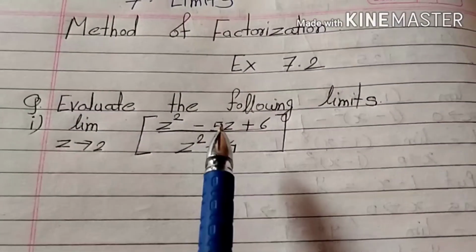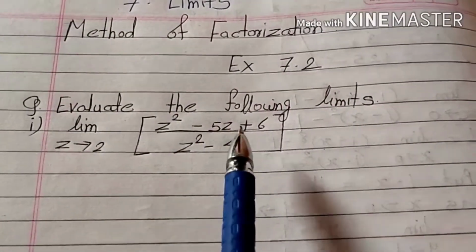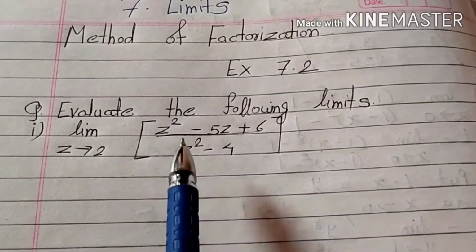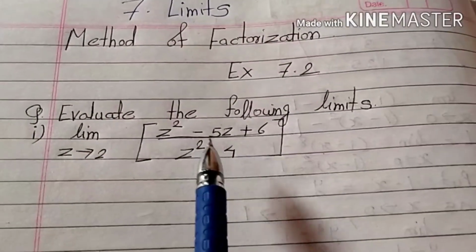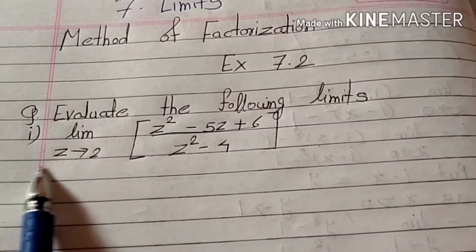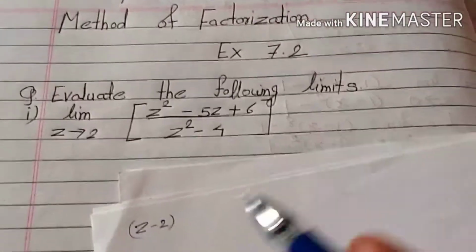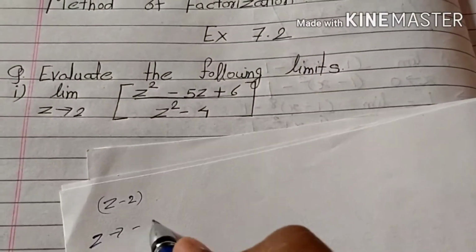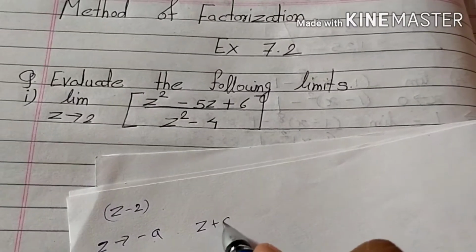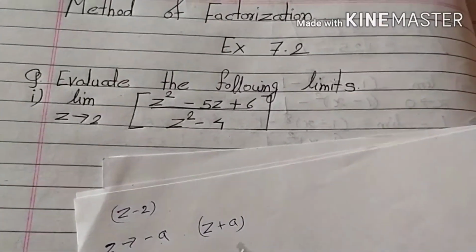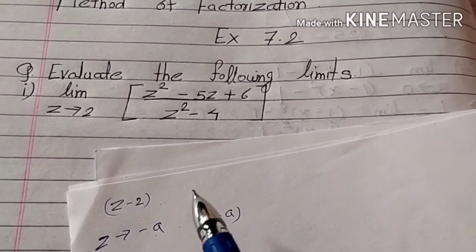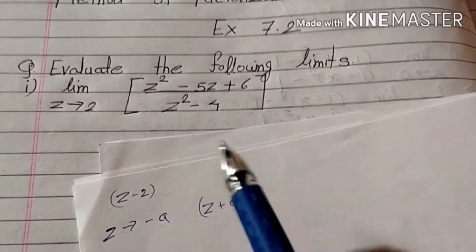There are many quadratic equations, polynomial equations, cubic equations. At that time you have to first factorize it and then cancel the factor connected to the limit. Means if z tends to minus a, then you have to delete the factor z plus a. After deleting this factor, you can apply the limit, then you get your answer.